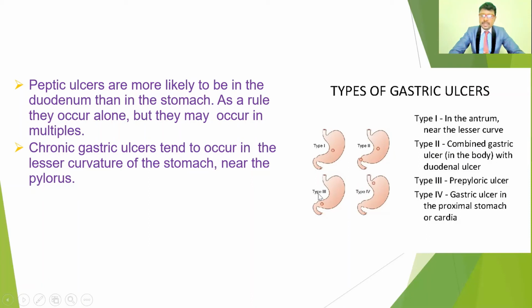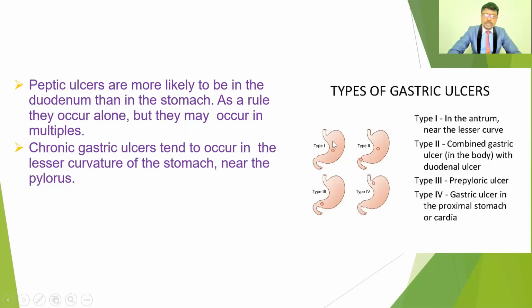Type 3 ulcers are called pre-pyloric ulcers. The pyloric sphincter is here, and these are just before the pyloric sphincter, any ulcers in the pyloric region. The fourth type of gastric ulcer is in the proximal stomach or cardia, at the esophageal sphincter. Any ulcer forming at the connection between the esophagus and the stomach, the cardia or proximal stomach, is a type 4 ulcer.